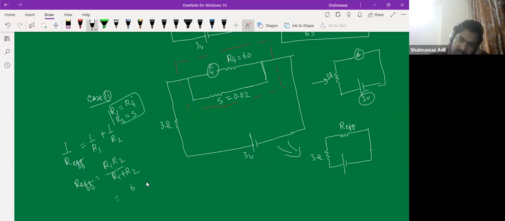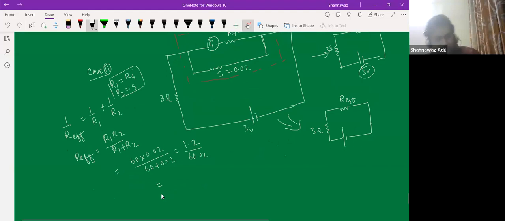So 60 times 0.02 divided by 60 plus 0.02. So how much is this? 1.2, right? Yes, sir. And then divided by 60.02. So how much is this R effective? 1.2 divided by 60.02, so this is 0.